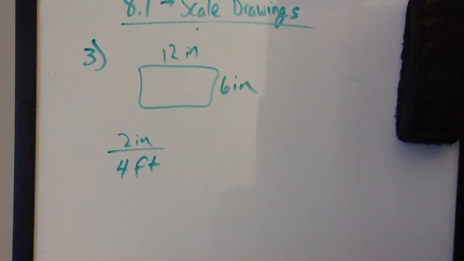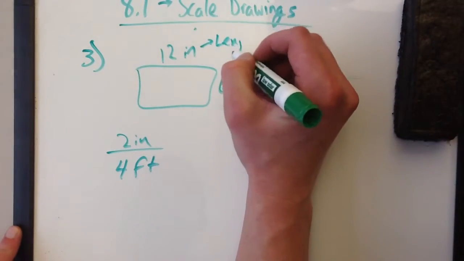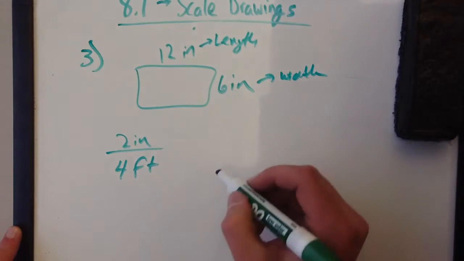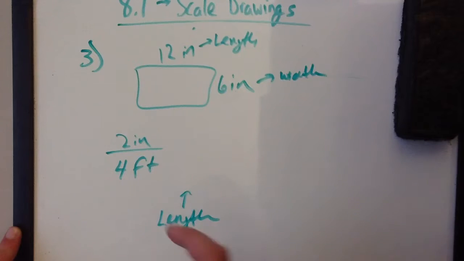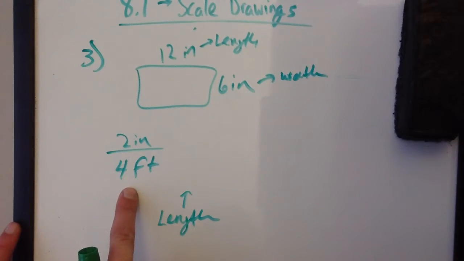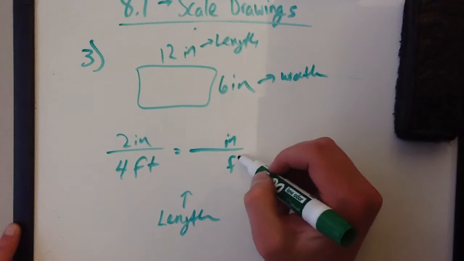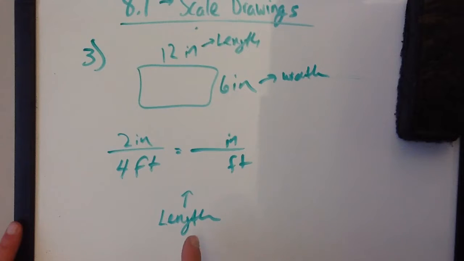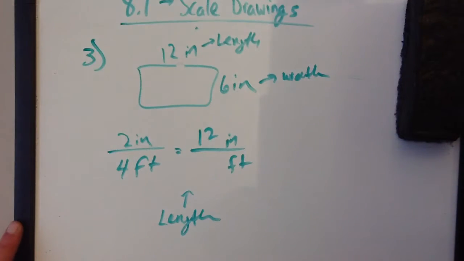Question 3 says, what are the length and width of the actual room? Okay, so let's label this the length, and this is the width. All right, so let's first find the length. That's our scale factor, 2 inches to 4 feet. Let's set this ratio equal to another ratio of inches to feet to set up a proportion. Fill in the information that you know. What is the length of this shape? Well, it's 12 inches. So I fill in 12 next to the inches.